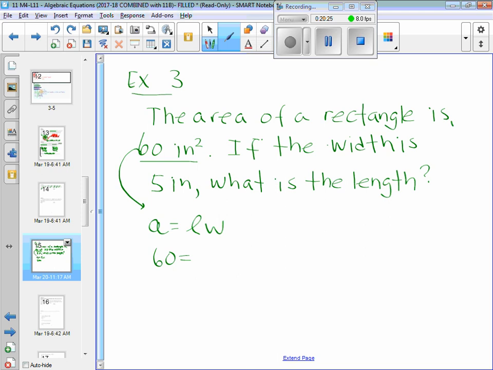They don't give you the length. That's what they're asking you to find, right? And they give you the width, which is 5 times the length we don't know, right? Which is supposed to equal 60. So 5 times the length is 5L.